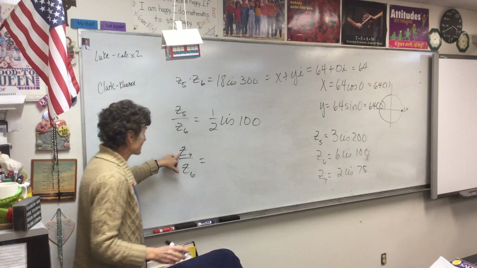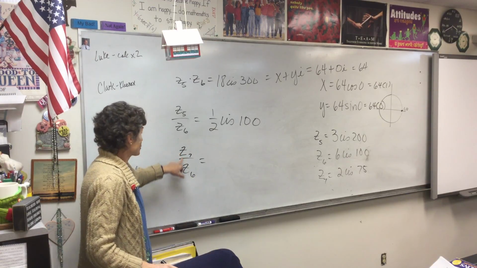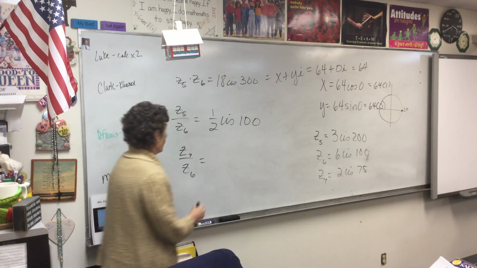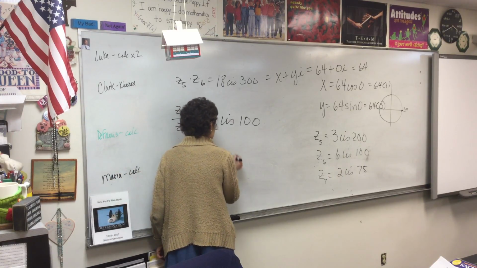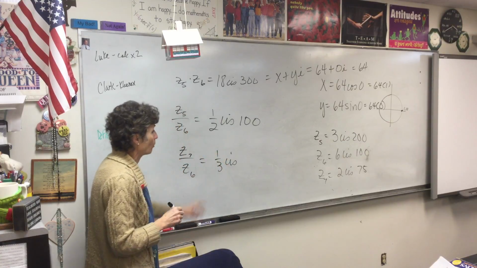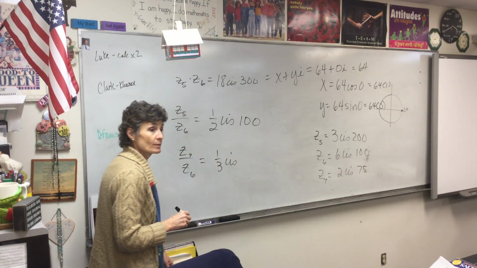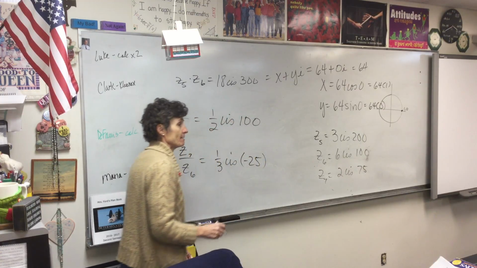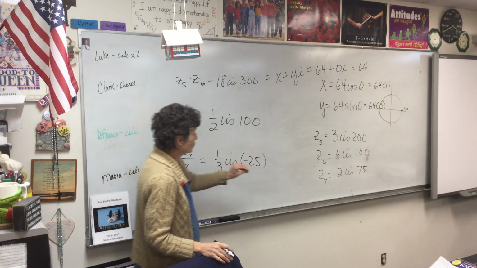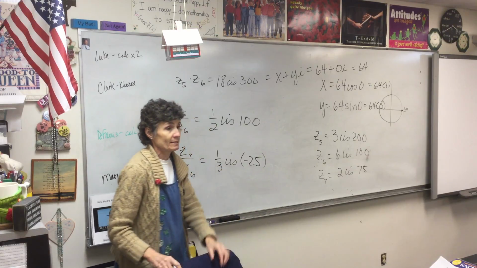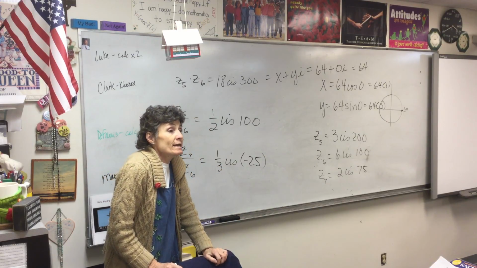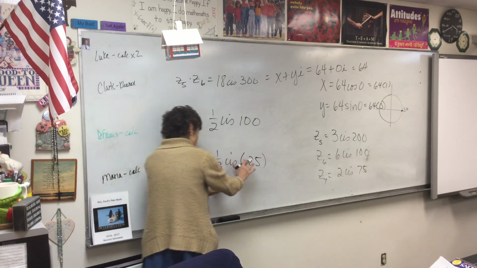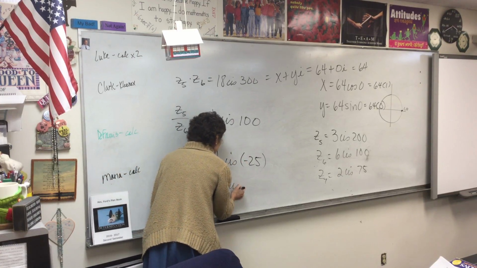Now watch it. I said 7 over 6. So what's Z sub 7 over Z sub 6 going to be? 1/3 CIS, because it's 2 over 6, so 1/3. Negative 25? Negative 25. But oopsie. Remember, we have rules about the argument. It has to be between 0 and 360. So that's correct, but we're going to have to rewrite it.